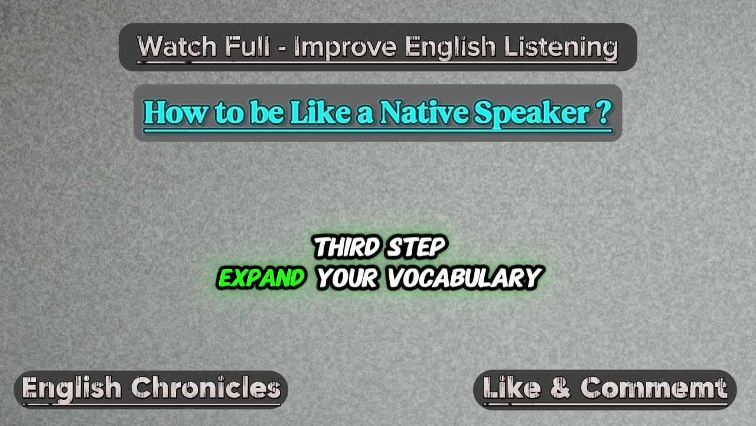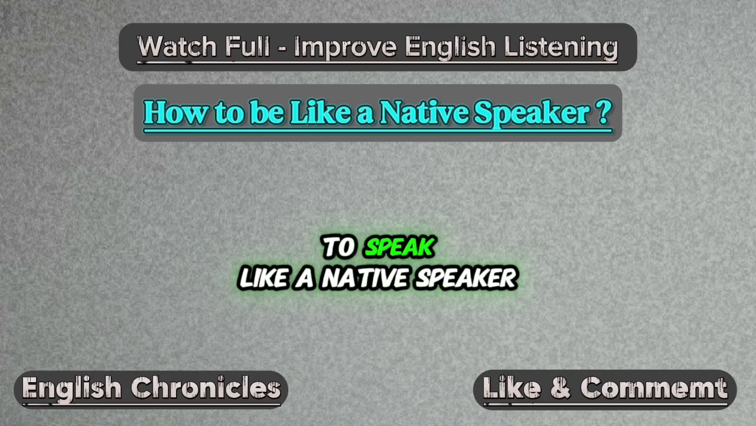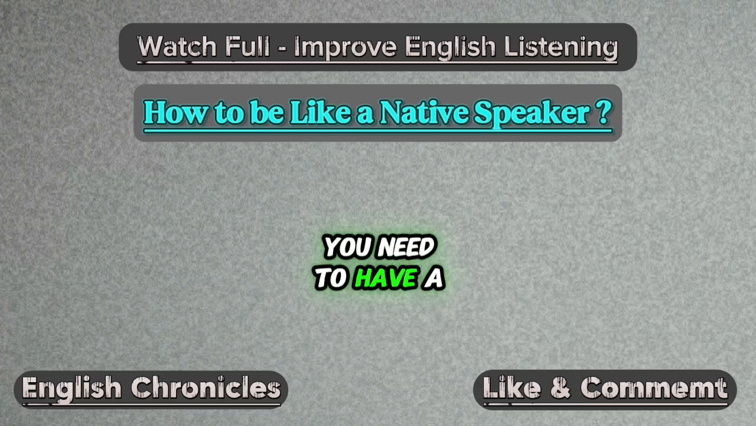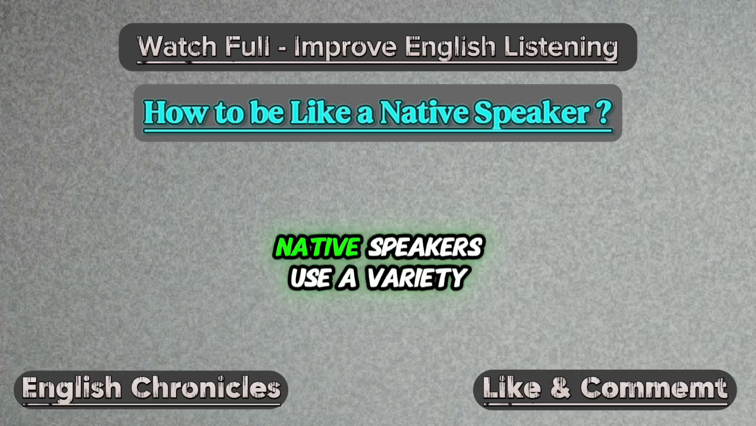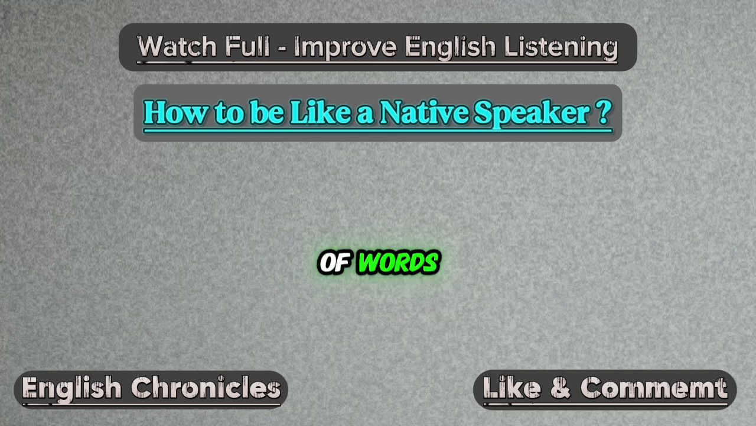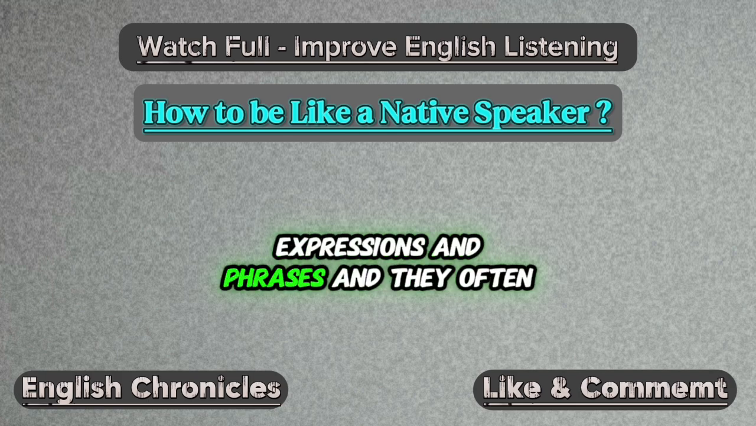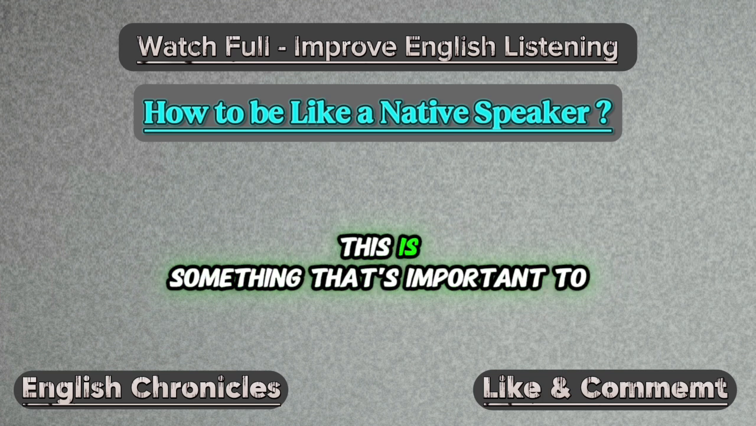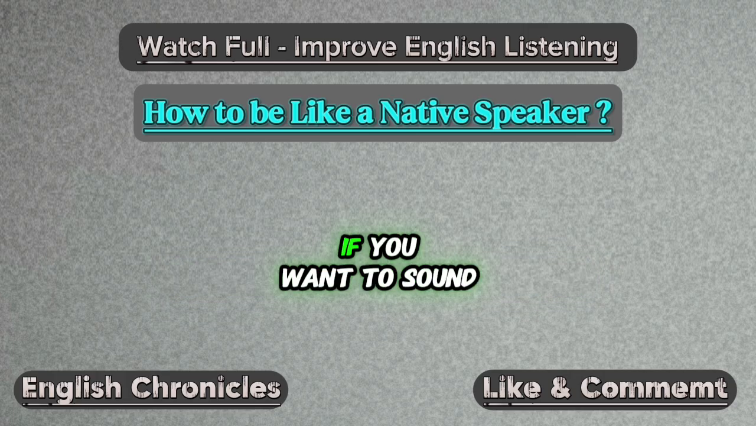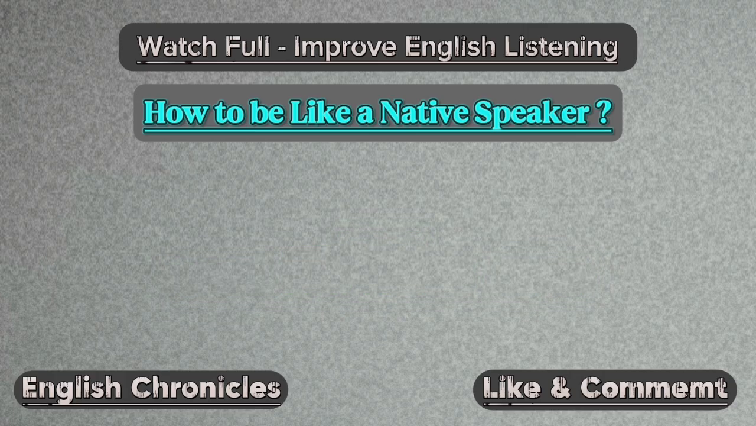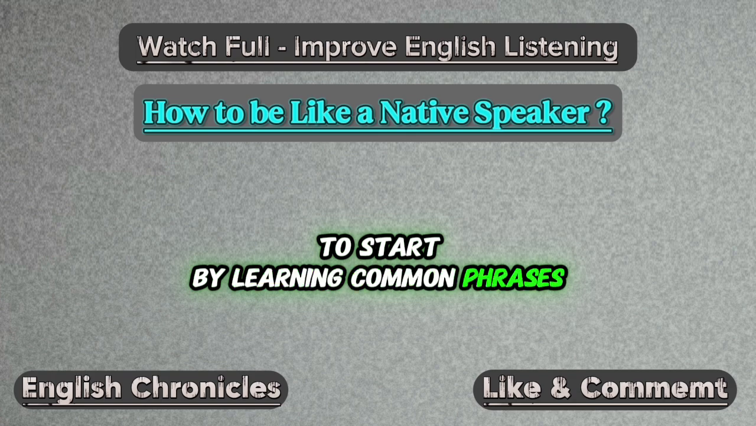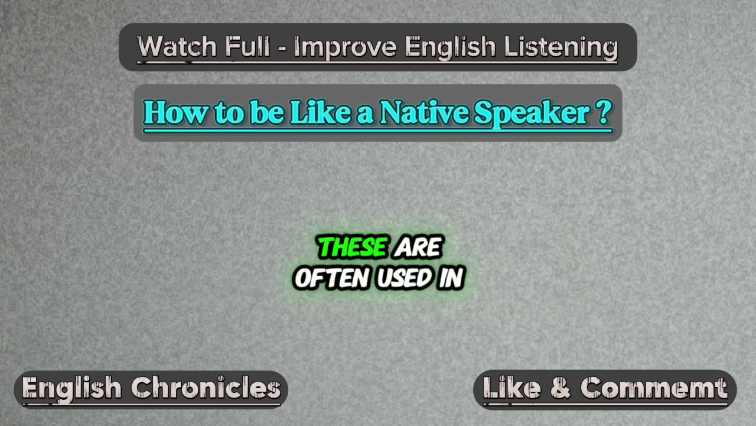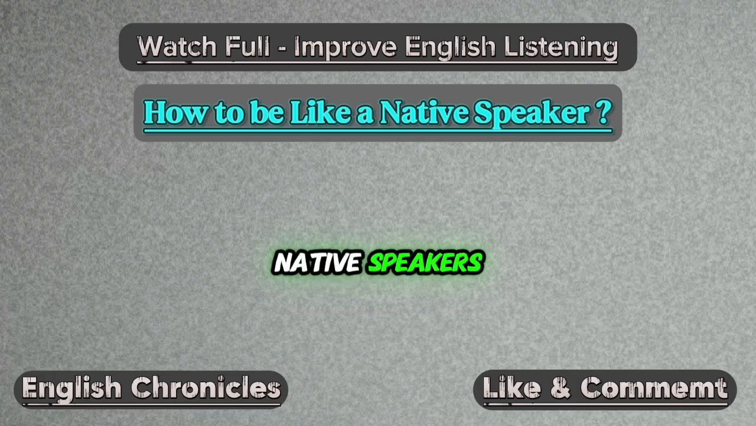Third step, expand your vocabulary. To speak like a native speaker, you need to have a rich vocabulary. Native speakers use a variety of words, expressions, and phrases, and they often use informal language in everyday conversation. This is something that's important to focus on if you want to sound more natural. Start by learning common phrases, idioms, and slang. These are often used in everyday speech and can make your English sound more like a native speaker's.